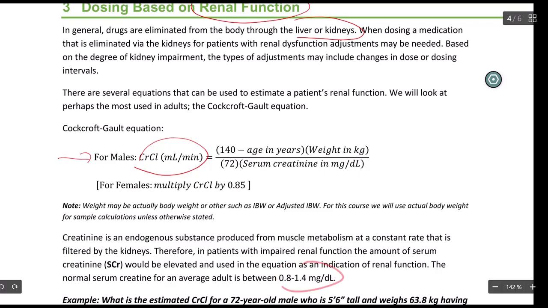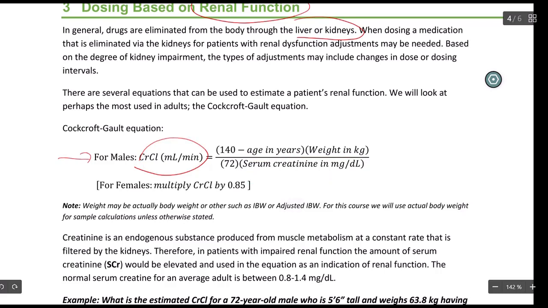The equation is separated slightly for male and female. For males, the creatinine clearance, which is a measure of how much is being eliminated per minute, you've got the number 140 minus the age in years. We have weight in kilograms. We have 72, and then you have a serum creatinine, which would be measured. So this is what's measured from the lab. It's plugged into the formula, and you get somebody's creatinine clearance. For females, it is multiplied by 0.8.